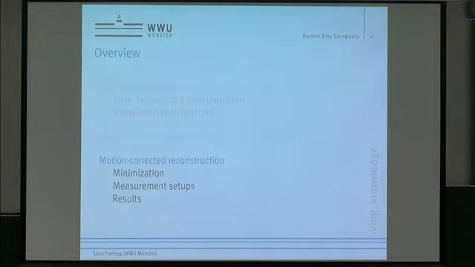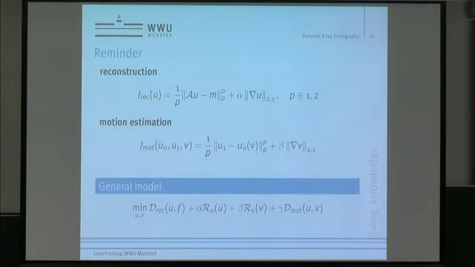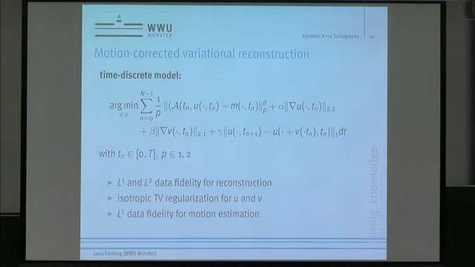Okay, that's it for the motion part for now, and now we want to go back to the main topic. So, as a short reminder, we already saw two different variational models, the one for the reconstruction and the one for estimating the motion. And now we basically need to fill in those two models into the general model that we have here. And when we do that, we get, in the time discrete variant, a model which looks like this.